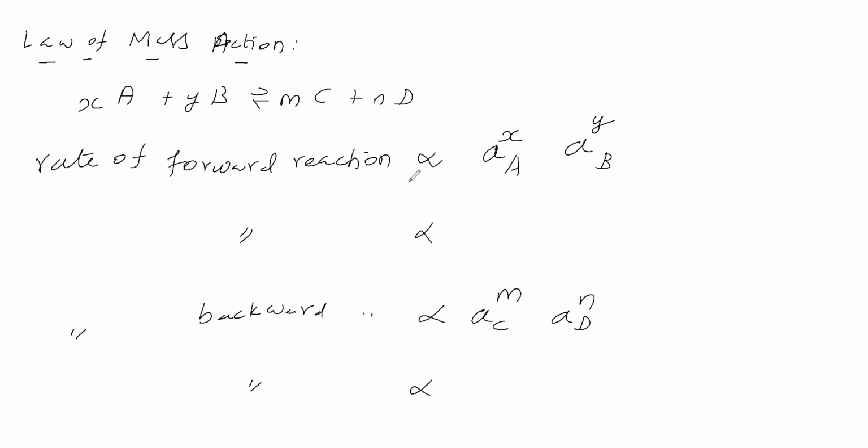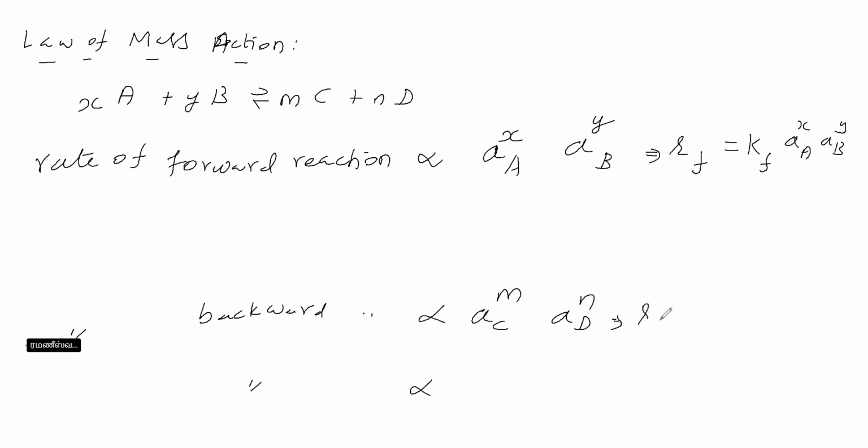Okay, it is the rate of forward reaction. Next, the rate of forward reaction is equal to the proportionality constant for forward reaction times the active mass of A power X, active mass of B power Y. It is for the rate of forward reaction. Next we will see the rate of backward reaction.